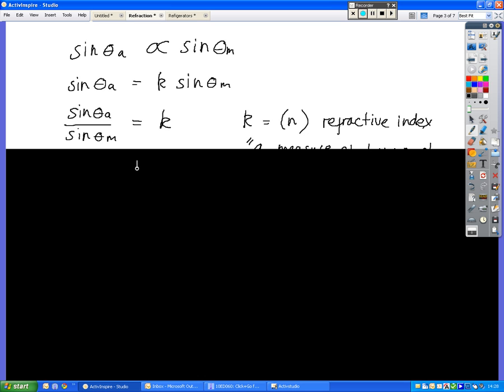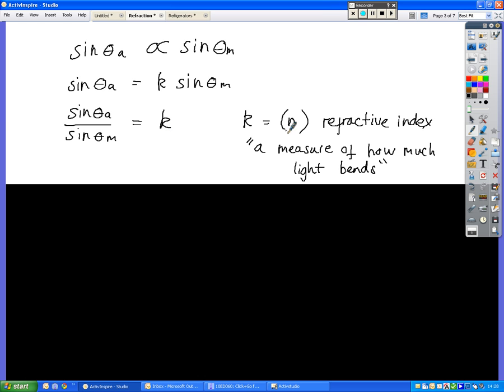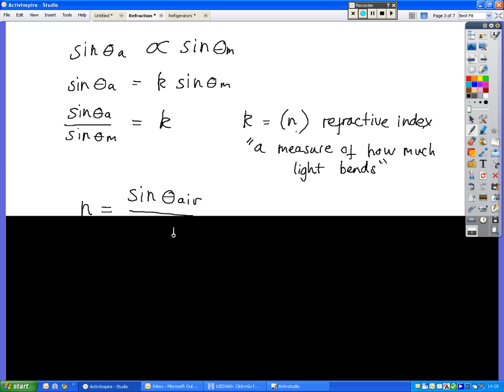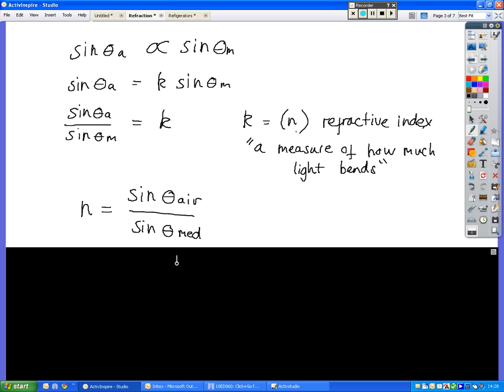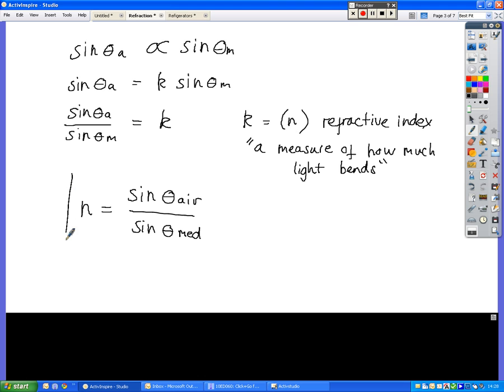By simple rearrangement, we found that sine theta in air divided by sine theta in the medium is equal to some sort of constant k, and we established that that constant k was equal to n, which is the refractive index. Now the refractive index is just a number. It's a number that tells you how much light bends. So if something has a refractive index of 1.5, as the glass that we used did, then that means it bends light by a factor of 1.5. That's what it really means. So this is our equation here, sine theta in air over sine theta medium. We'll look at a couple of different versions of that equation, including the one that you'll find in your data booklet.